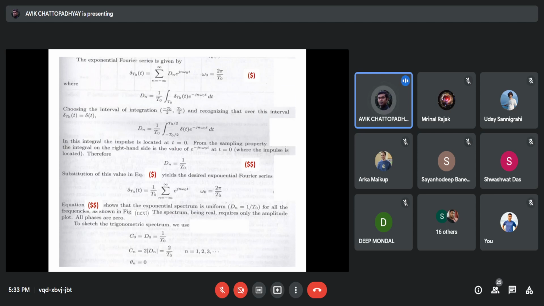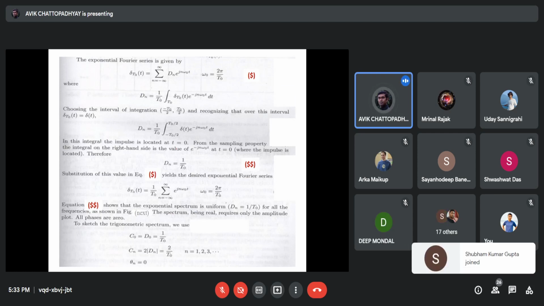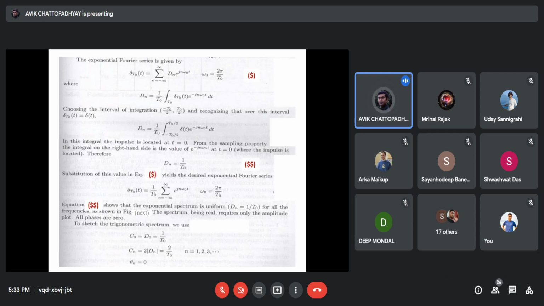So the method is very straightforward. How to write the exponential Fourier series? The periodic function can be decomposed into infinite exponential functions, okay? So it is the sum from minus infinity to plus infinity of D_n e to the power j n omega naught t, where omega naught is 2 pi by t naught. And how to find D_n? We know the formula: 1 by t naught, integration over t naught, f(t) into e to the power minus j n omega naught t dt.